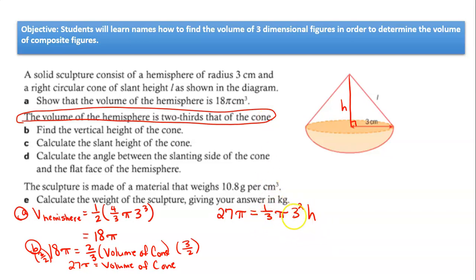So solve for h in this case. To get rid of this 1/3, I would multiply both sides by 3. So I get 81 pi is equal to pi 3 squared, which we know is 9, and then times h. So now I'm going to divide both sides by 9 pi to get that h by itself. And we end up with h is 9. And the height, we're talking centimeters, so 9 centimeters.